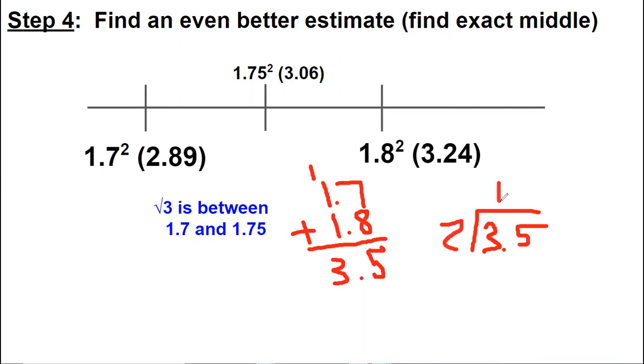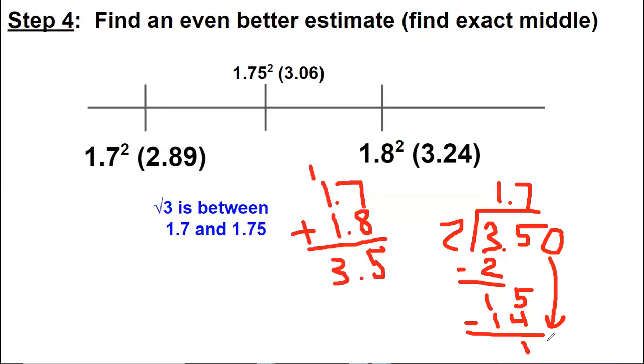So 2 goes into 3 once. 3 minus 2 is 1. Bring down the 5. 2 goes into 15, or decimal there, 7 times. 2 times 7 is 14. 15 minus 14 is 1. Let's add a 0 because you can always add a 0 and it doesn't change the number. Bring it down. 2 goes into 10 5 times. 2 times 5 is 10, and I'm going to end up with a remainder of 0.